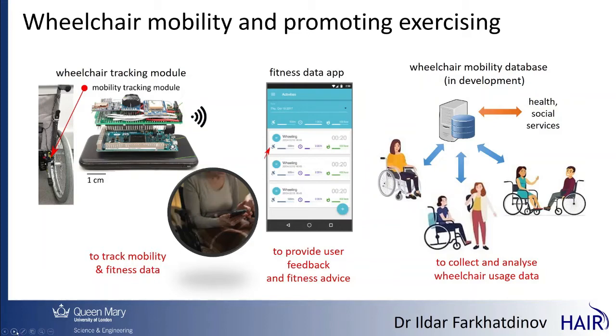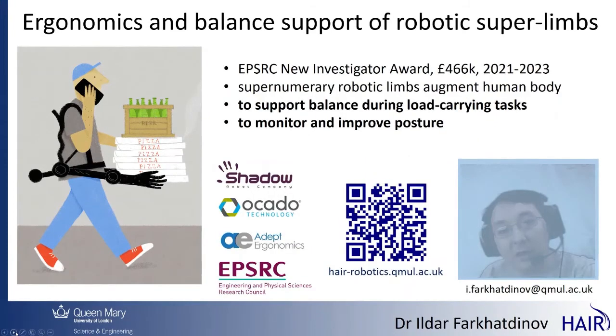In future, we hope to develop a multi-user wheelchair mobility tracking and support system that will enable health and social care providers to observe the health condition of people with physical disability and provide assistance when necessary. Finally, I would like to introduce our recent project. We will explore posture ergonomics and balance support for supernumerary robotic limbs. This will be done in collaboration with industrial partners Shadow Robot, Okada Technology, and Depth Ergonomics. If you would like to learn more about our projects, feel free to visit our website or email me. Thank you.